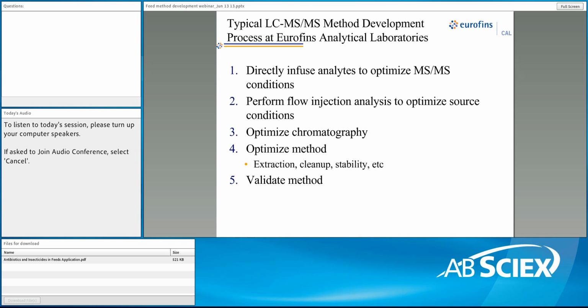to really tweak the mass spec to get the max sensitivity. As a next step, we perform flow injection analysis, and this is to optimize our source conditions. We use the chromatography solvents that we're going to be using in the method, if that's known, and it allows us to optimize things such as the electrospray potential, the source temperatures, and the gas flows, so we really get our maximum sensitivity there.